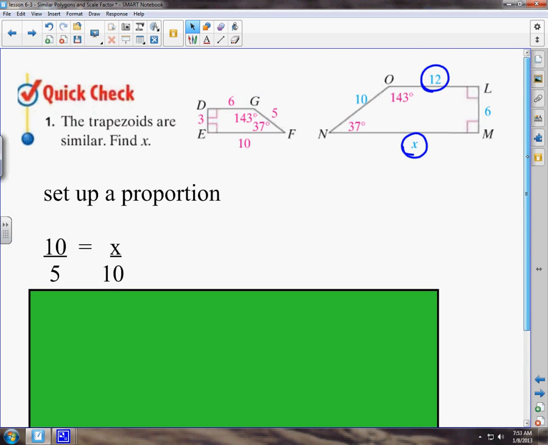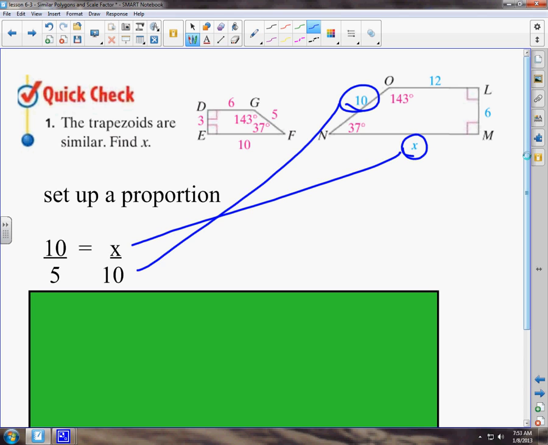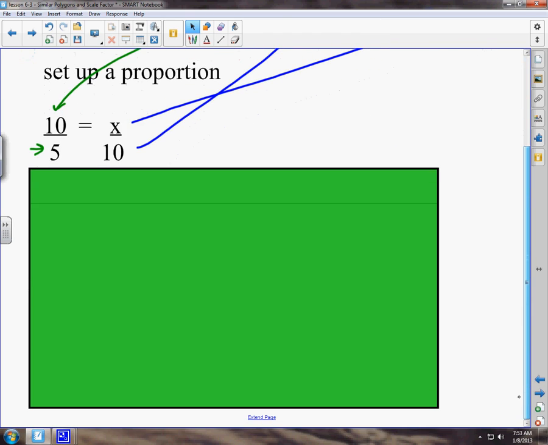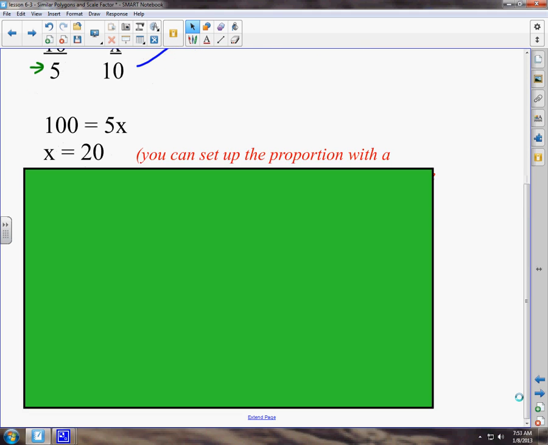Okay, so they used 10, which is the exact same thing. Then they did x over 10, so x and 10 go right there. They go together. And then x goes with this 10, so there's that 10 right there. And this 10 is on this diagonal, and that goes with this diagonal, which is 5 right here. So you set up a proportion, cross multiply, 10 times 10 is 100, 5 times x is 5x, divide, and you get x equals 20.